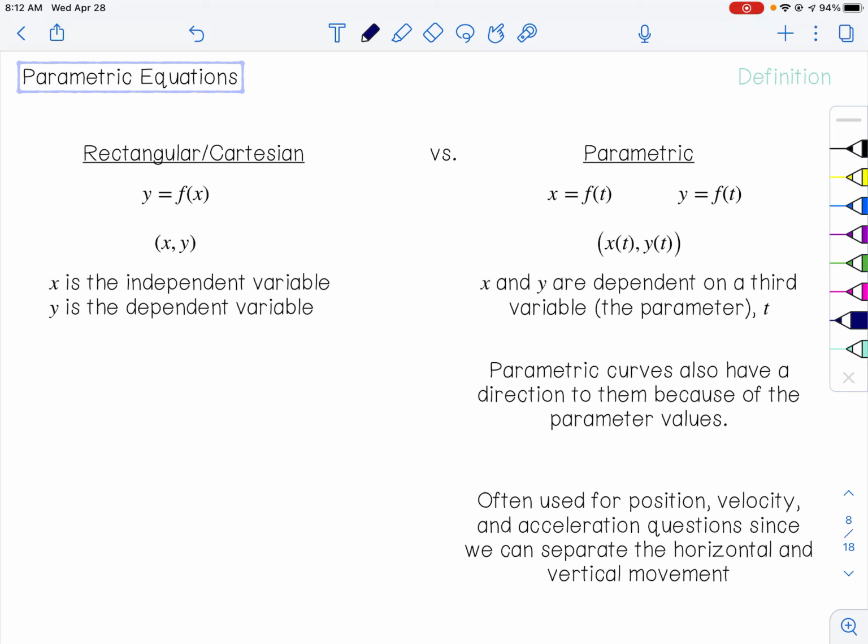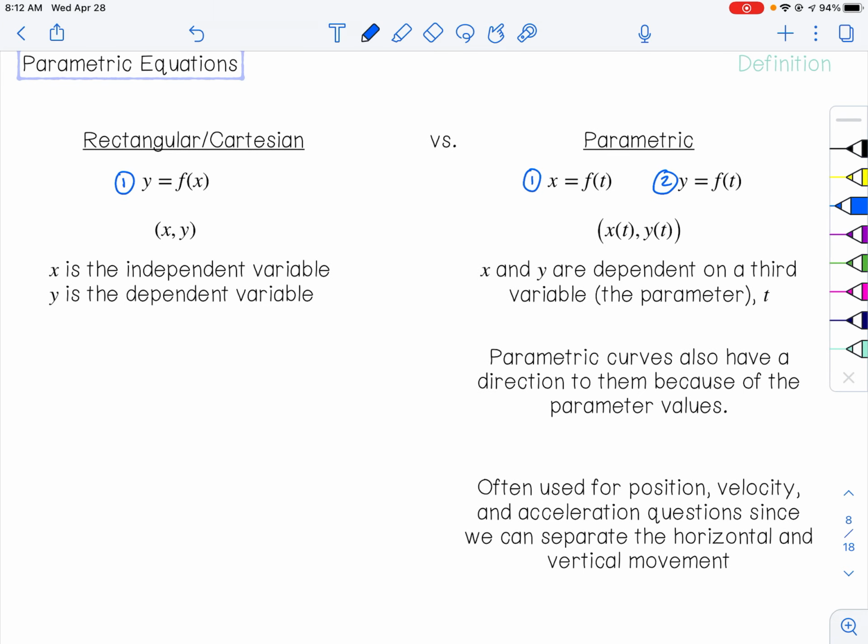Versus parametric curves, where now there's actually 3 variables because there's one called a parameter. So instead of having one equation like we do over here, we now have 2 equations. And our points are still x comma y points, but x and y are based on this parameter t. So x and y are both dependent variables now on a third variable, which is called the parameter t. We often use t simply because it's usually based on time.